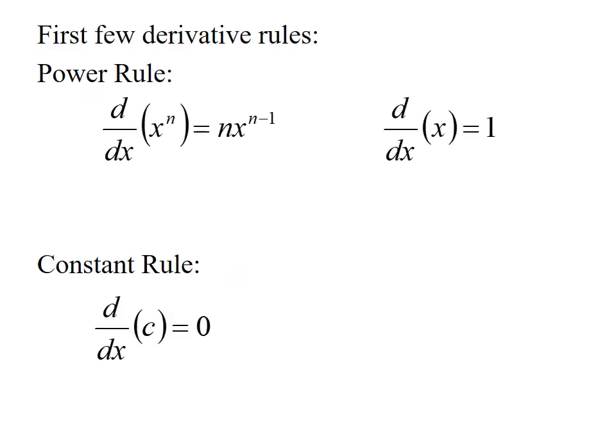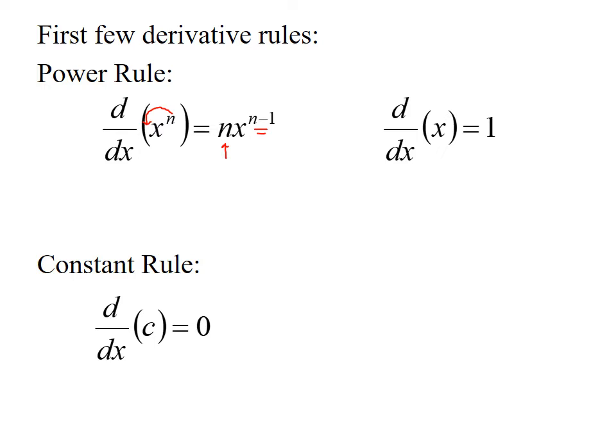So probably the most basic rules when it comes to derivatives are the power rule and what we'll call the constant rule. When you want to take the derivative of an x raised to a power of n, all you have to do is take the power n, the exponent n, bring it to the front, and then you subtract 1 from the original power.